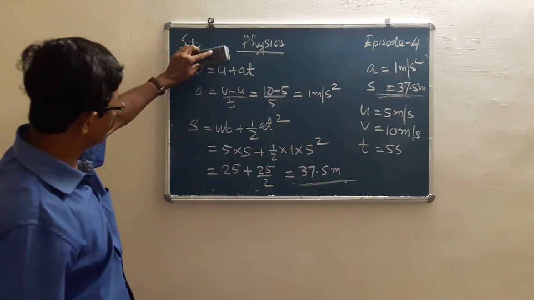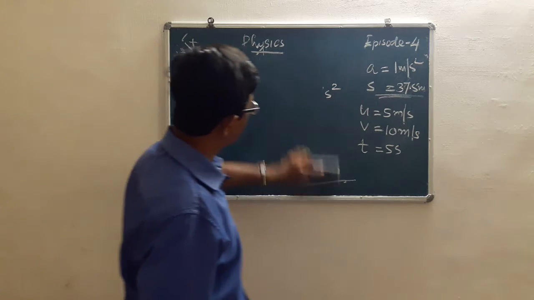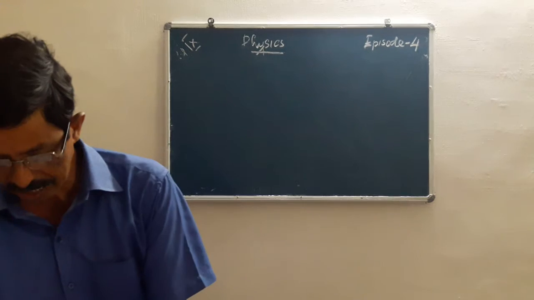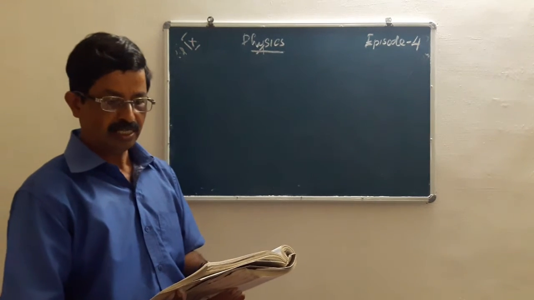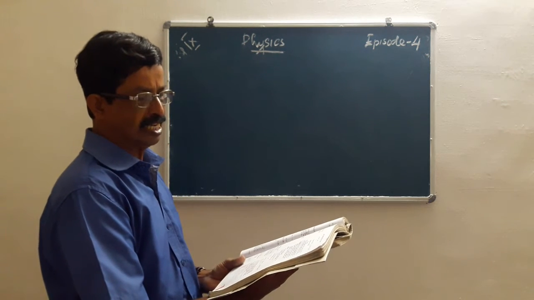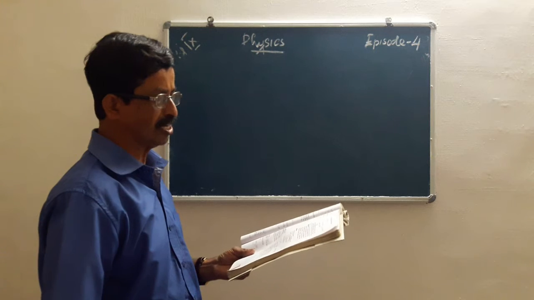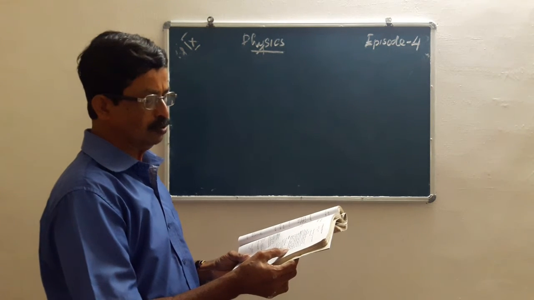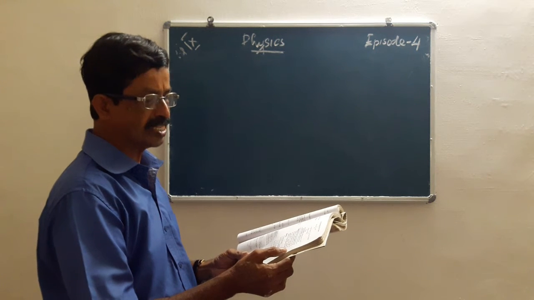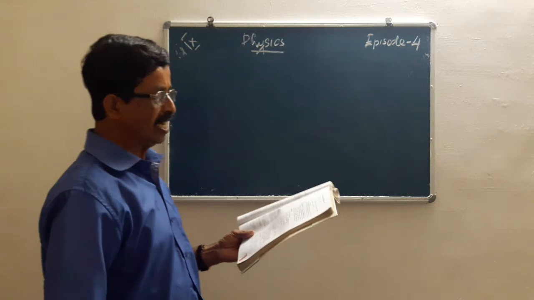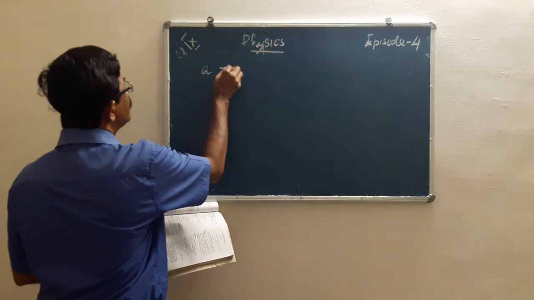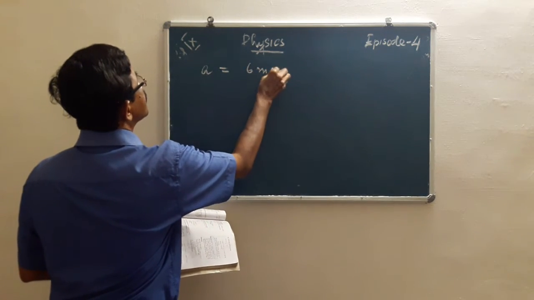Now another question given to you, the third question. The brake applied to a car produces an acceleration of 6 meter per second square in the opposite direction of motion. If the car takes 2 seconds to stop after applying the brakes, calculate the distance traveled during this time. The brake applied to a car produces an acceleration of, that means a is equal to 6 meter per second square.